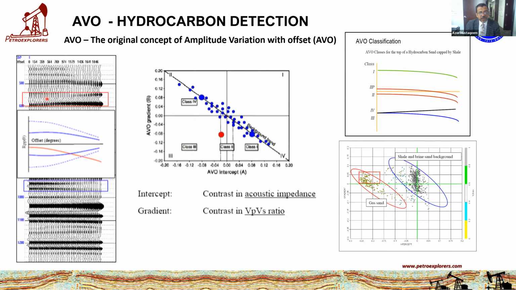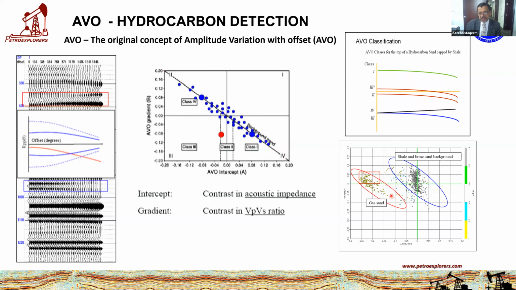So if you have gas versus these, you're away from the background. Originally, the model was much simpler: okay, there is one background, and then you're away from the background. But that is not really true, and we will come back to that later. The gas sand usually has the highest AVO response, while oil also sometimes. It depends on the type of porosity, and the oil may fall in between gas and the shale brine background.